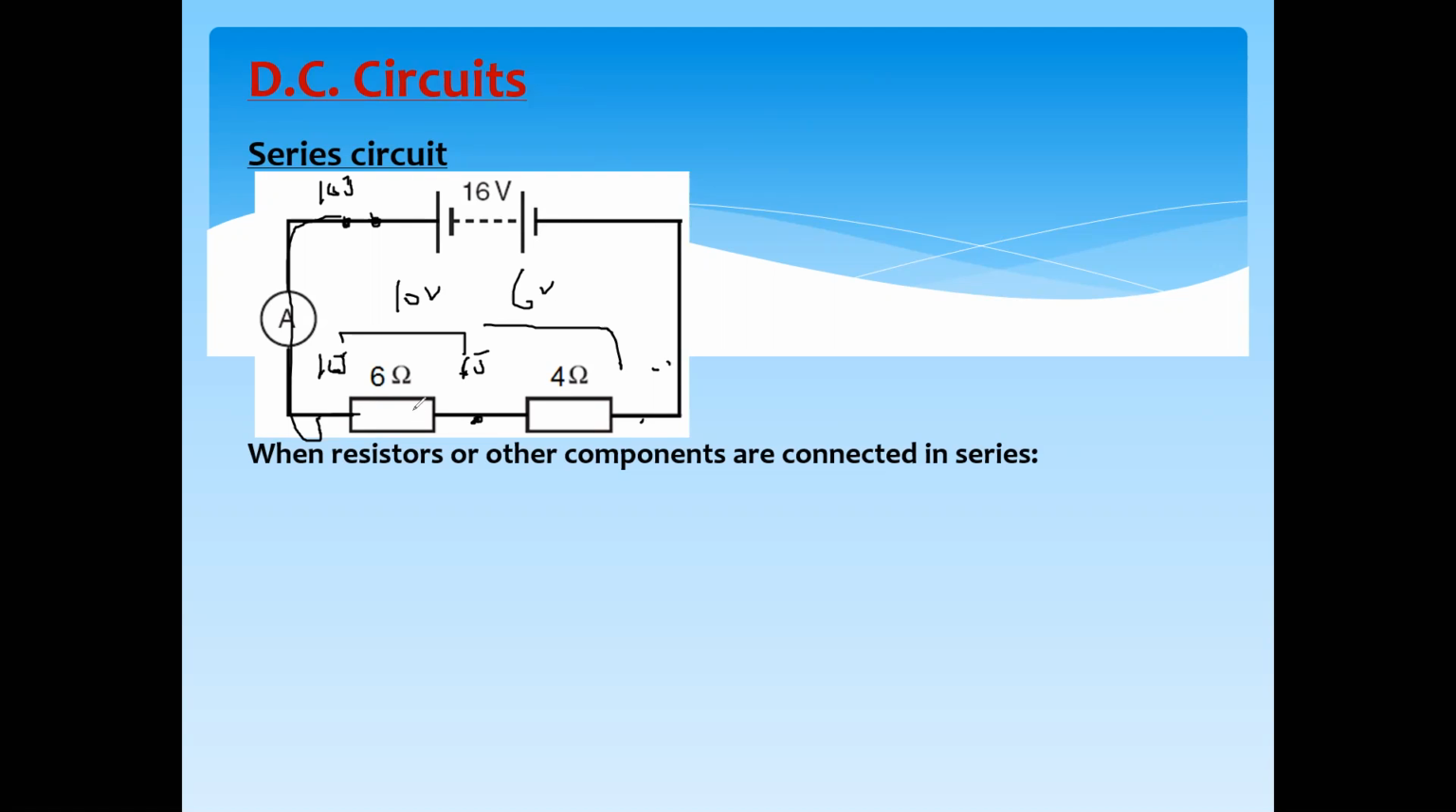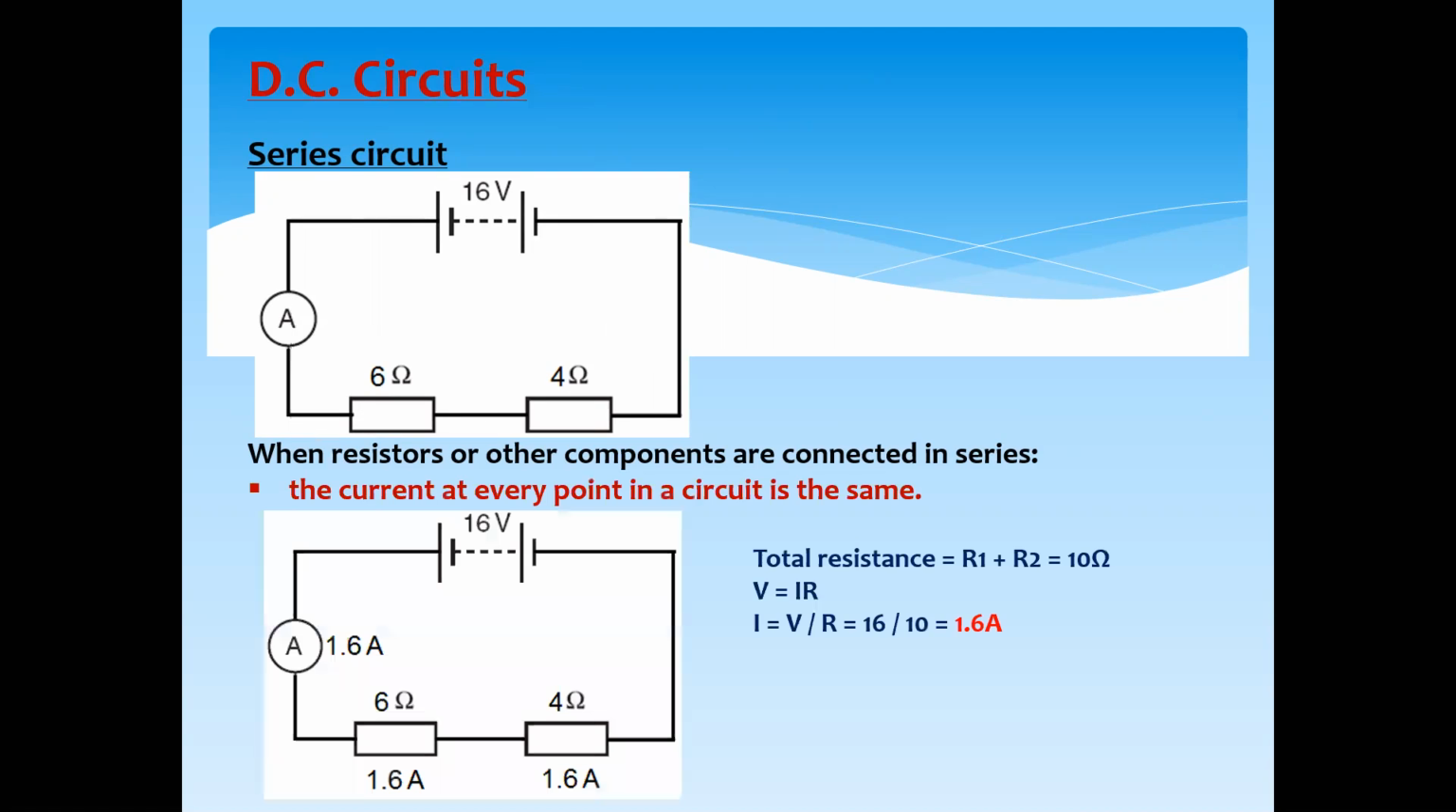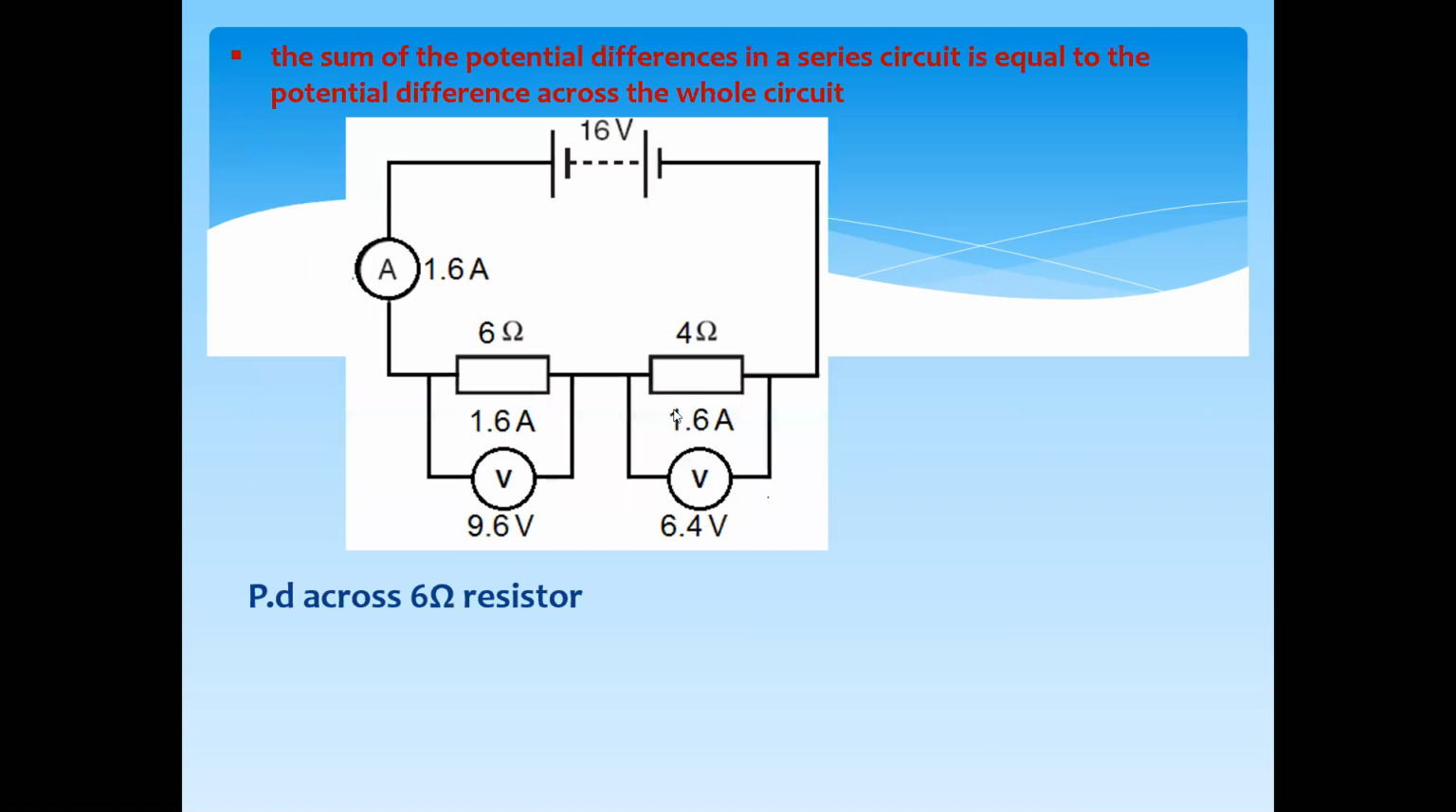So the energy transfer is divided between the components. That's why the voltage divides, but the current, the flow of the charges, remains the same at any point. That's why the current is the same. So in a series circuit, the current is the same, whereas in a parallel circuit, the voltage is the same across the components.